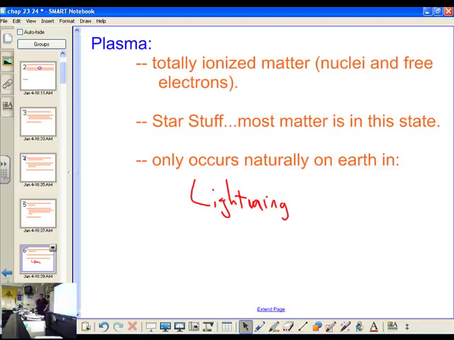Let's jump on that. But lightning is the only place it occurs naturally. You can make it go do other things. You can produce it, but it's only going to occur naturally in lightning. And only for a brief second.